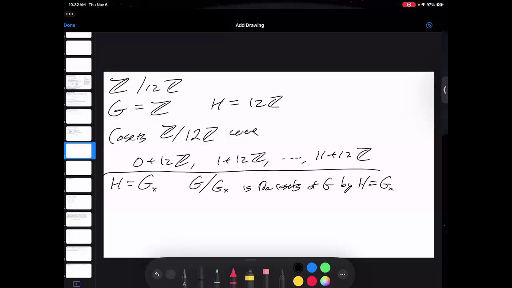But when I give you 1 plus 12Z, what's an element in 1 plus 12Z? 1. What else? 25, or it could go negative 12. All of those would be elements. So if I take something in 1 plus 12Z, I have a lot of choices of things I could take. I could write this as 13 plus 12Z, and that would be the same as 1 plus 12Z. So if I change what element I use to write it, it's still going to be the same set.